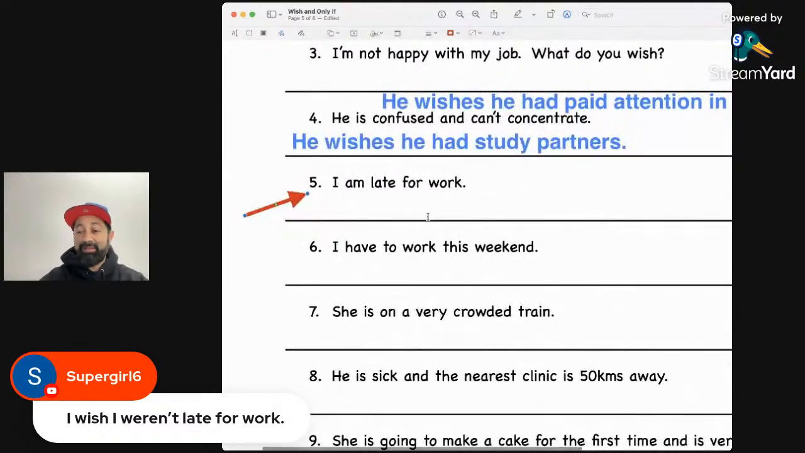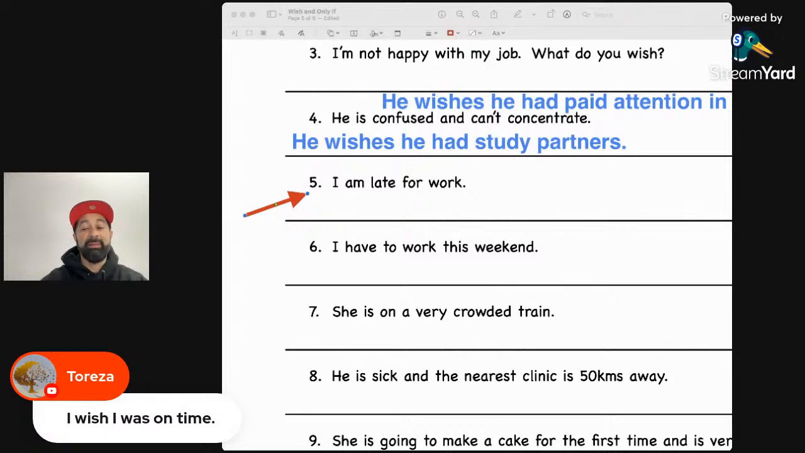Maybe there was a past action. Teresa, I wish I was on time. Perfect. Here, we're going to use not was, but were. We always use were when we are using wish. So I wish I were on time. Perfect. That's the opposite. Excellent. I'll put that onto the screen. I wish I were on time.